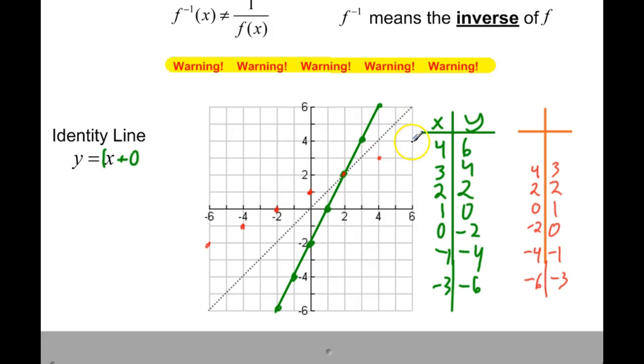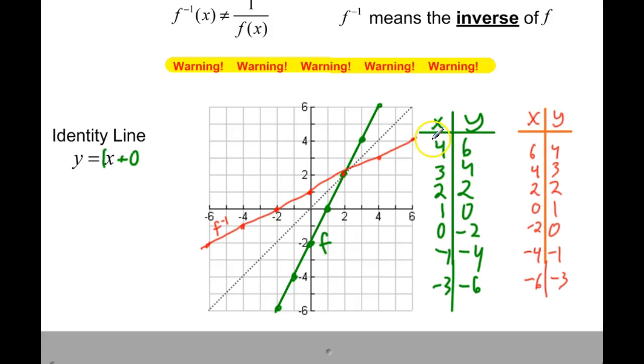And finally, this point would reflect to right there, which is the point (6, 4). And so pretty soon we've got this line here. So that's the inverse. This is the inverse of f(x) here. So if f was the green function, then the inverse is the red function here. And you may notice something else about the red function. It's kind of neat when you notice this.